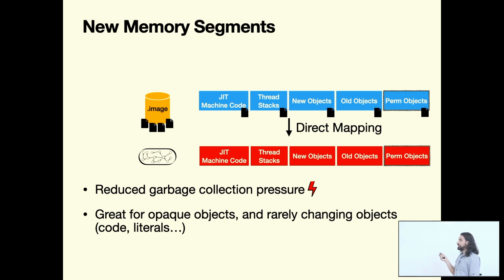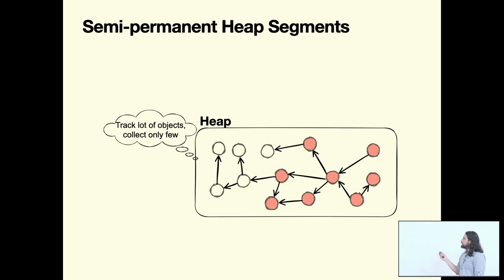With that knowledge, one of the things that we can do is to reduce pressure on the garbage collector. Because we know that there are objects that don't move, they don't change. So why do we need to work on them, why does the garbage collector have to go over them? And that is the main idea of this semi-permanent heap segment. So we have a lot of objects, and some of them are red, so they are not moving, they will stay there, like methods, classes, and stuff like that.